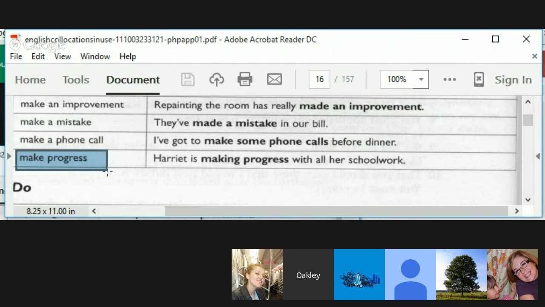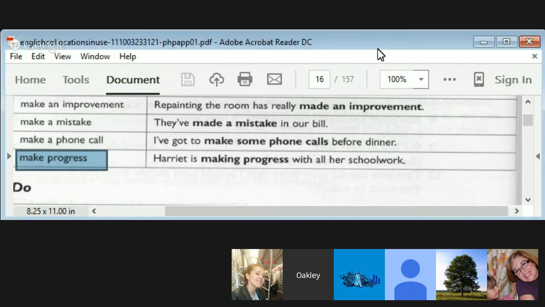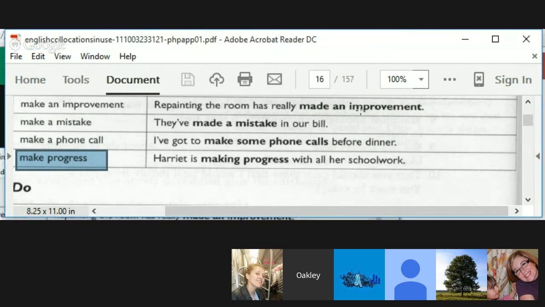Okay. Make progress. Last one here, Anna. Last one for make. Okay. There's progress. All right. I think Mustafa mentioned this one before, didn't you? Yes, he did. Harriet is making progress with all her schoolwork.